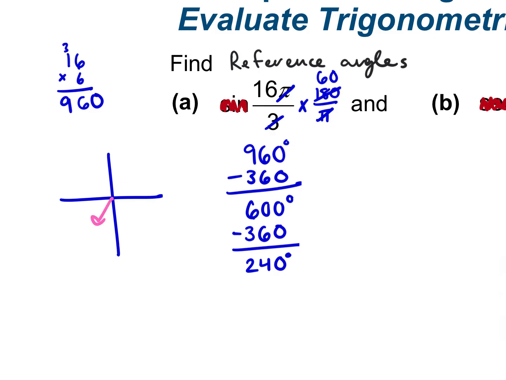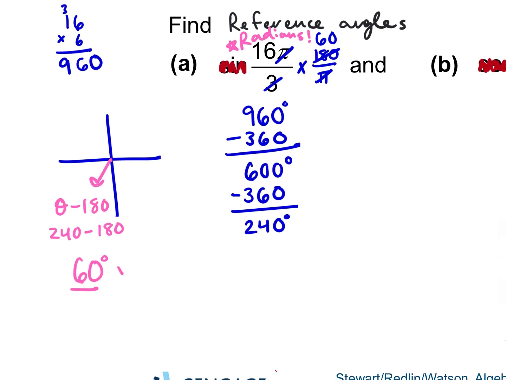Quadrant 3, perfect. If we're in quadrant 3, what formula do we use? Theta minus 180. So our theta is 240 degrees minus 180. What's 240 minus 180? 60. Can our answer be in degrees? No, because the question was in radians, so we got to convert it back. So I'm going to multiply by pi over 180. 60 goes into 180 how many times? 3 times. So we get pi over 3.